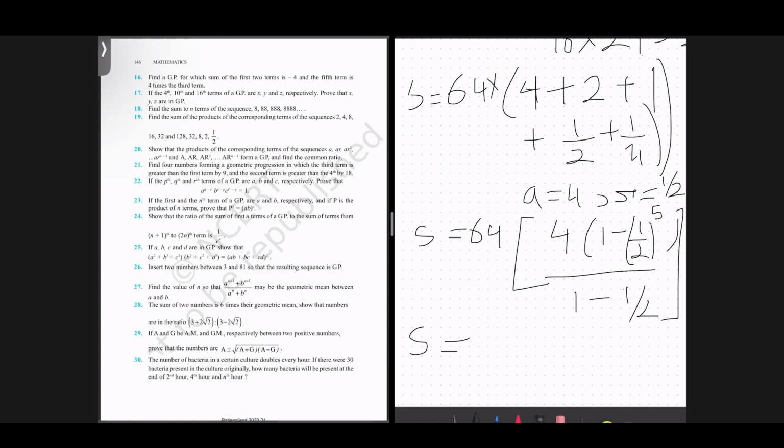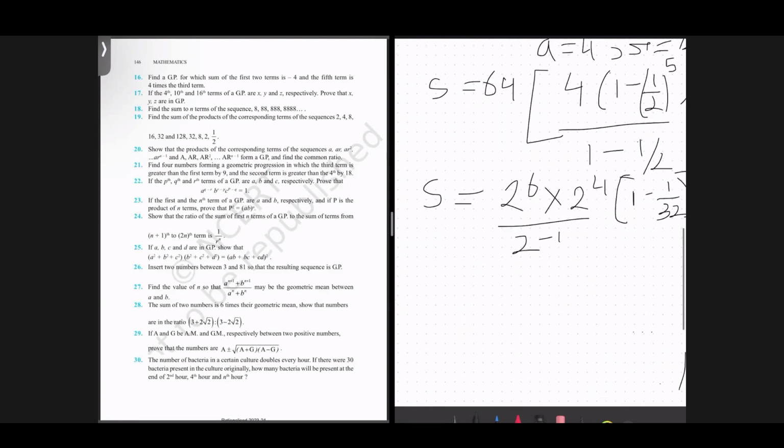Let us express 64 as 2 raised to the power 6. So 64 can be written as 2 raised to the power 6, into 4, which you can write as 2 raised to the power 4. In the denominator, you have half, which can be written as 2 raised to the power minus 1. And in the brackets, you have 1 minus 1 upon 2 raised to the power 5, and that is 1 upon 32. Correct? That is going to be your summation.